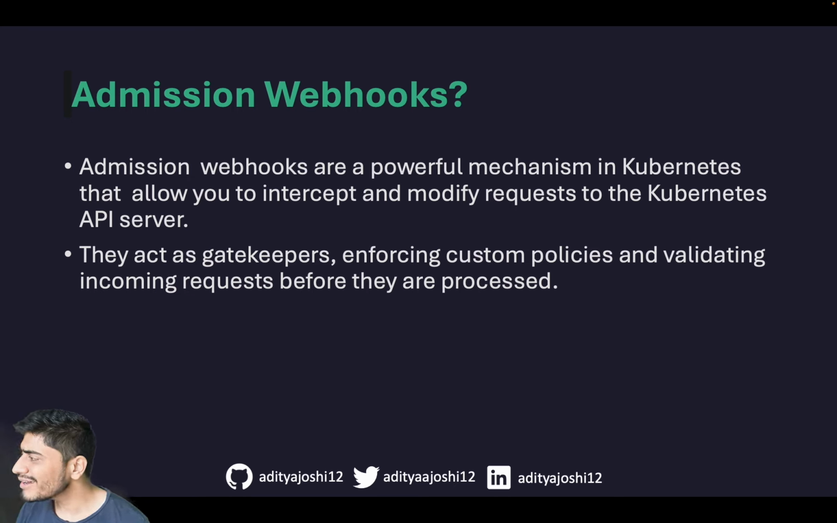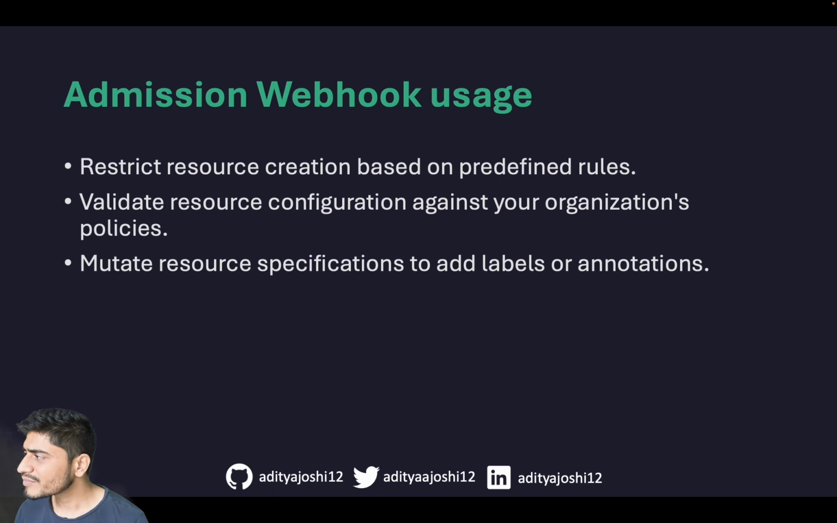Mutating webhooks are basically a way that allows you to intercept the request, and you can either validate those requests or mutate them, like you can modify whatever request comes to the API server. And you can enforce a certain set of policies with the help of these webhooks. Let's say you want to set up some constraint, that can be done with the help of these webhooks. There are some usages of admission webhooks: you can restrict the resource creation based on some predefined rules, you can validate some configuration against the policies that you wish to establish, and you can also mutate the resource specification to add either labels or annotations. Whatever you want to do, you can do with the help of these admission webhooks.